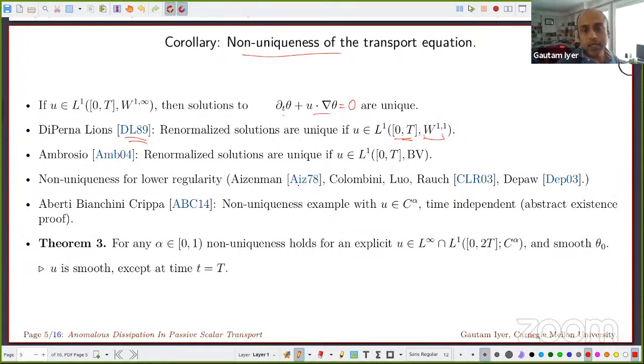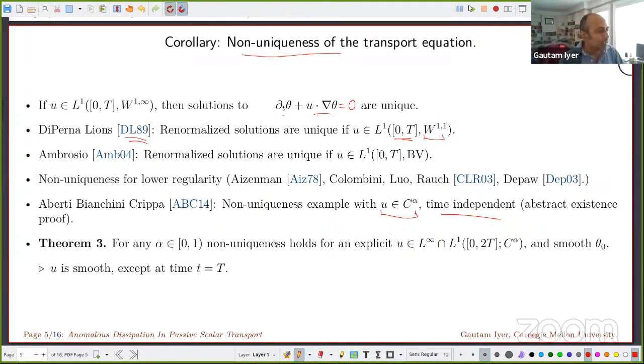So there was this Zienman counterexample in 78, Colombini, Luo, and Rauch in 03. There was an example by De Lellis also around 03. And then recently, six years ago, there's this example by Giovanni Alberti, Gianluca Crippa, and Bianchini, right? That gives you non-uniqueness for a time-independent velocity field u in C alpha, right? But as far as I can tell, this is an abstract existence proof, right?